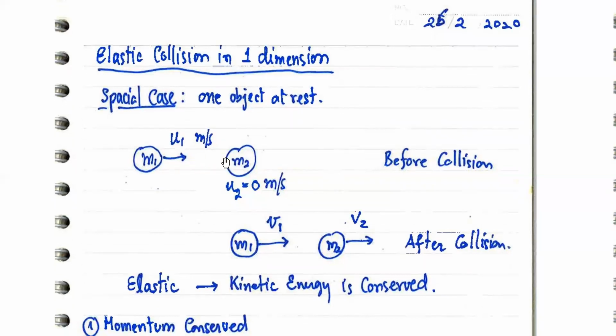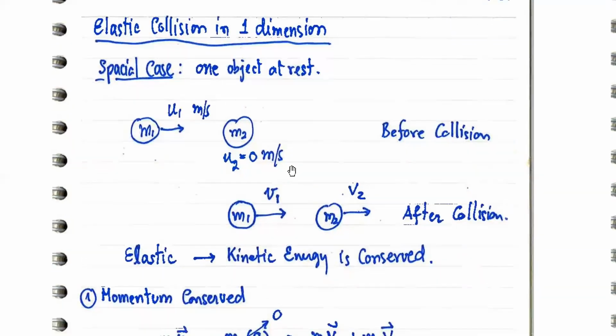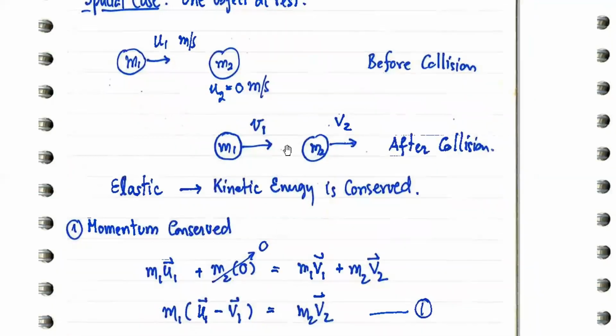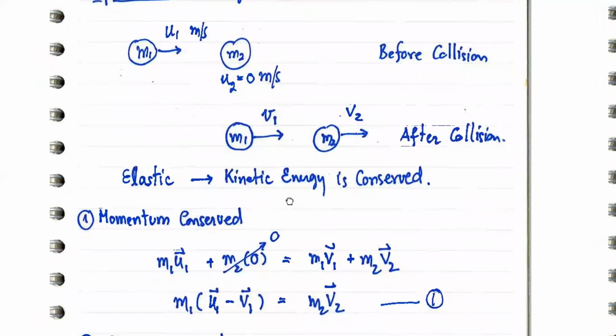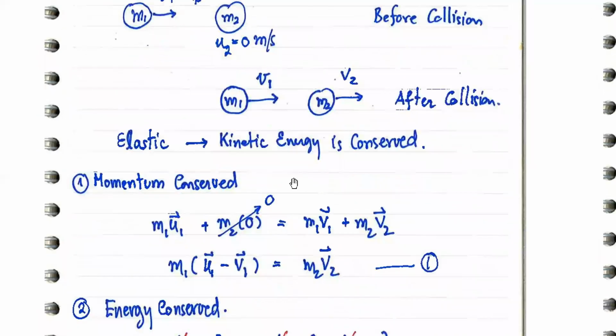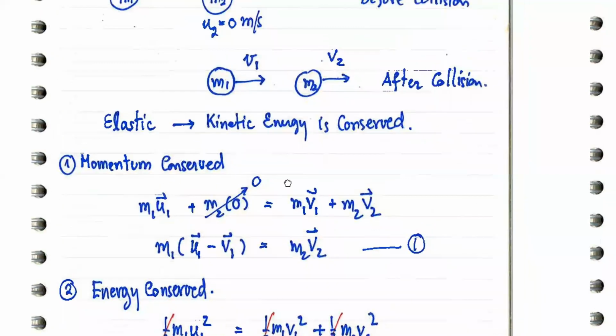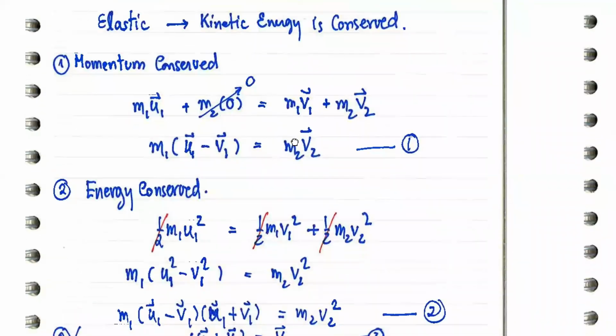It can happen if you attach a spring in here. The spring will convert the energy into elastic energy and then release it, and the total energy remains constant. So you can have an elastic collision. If the energy is also conserved, we can set up an equation from these two conditions.